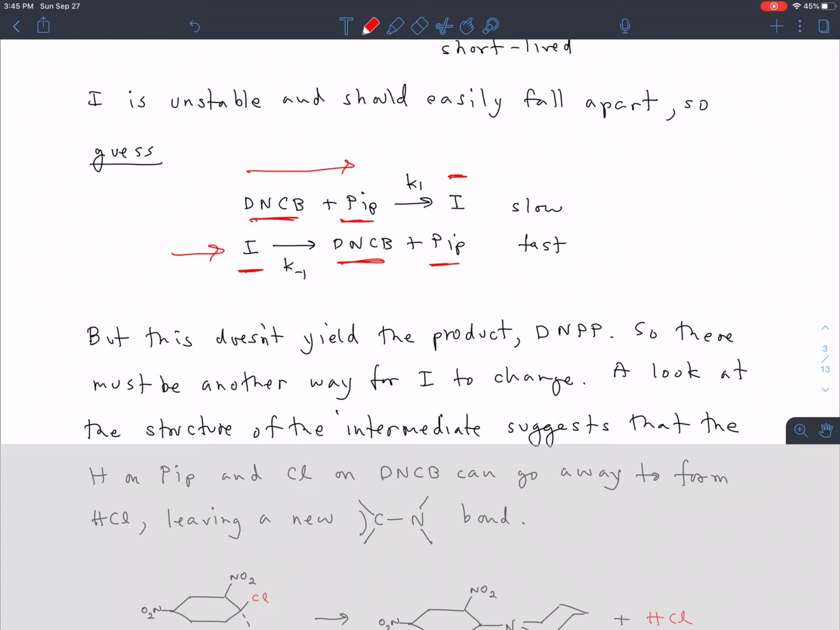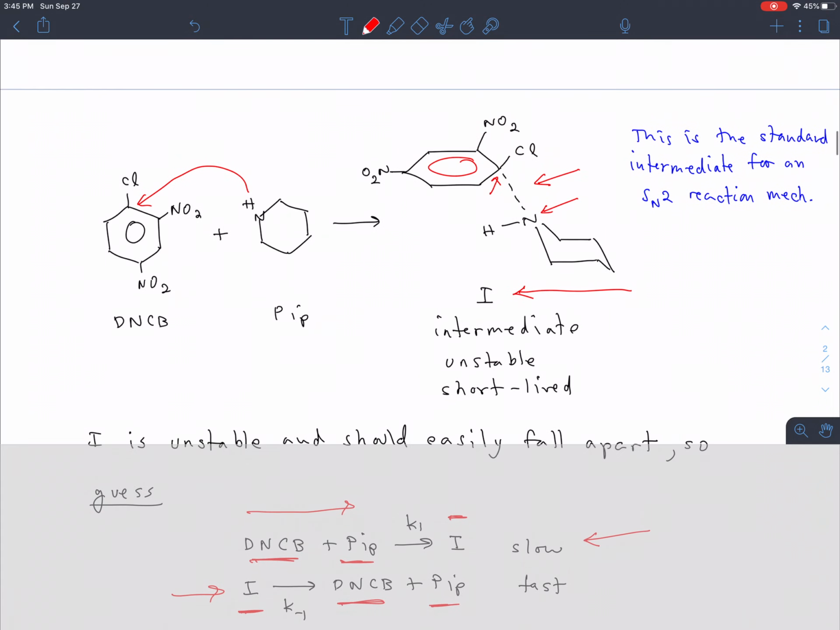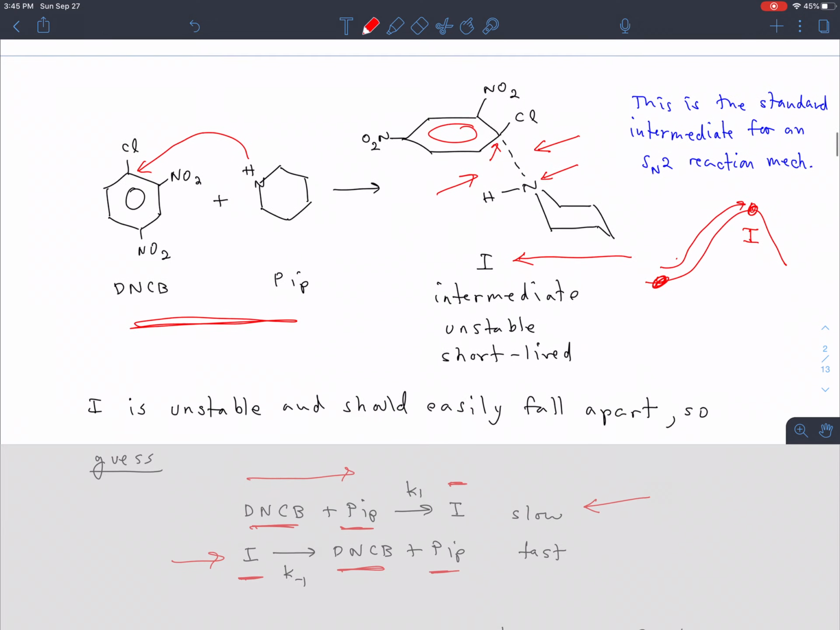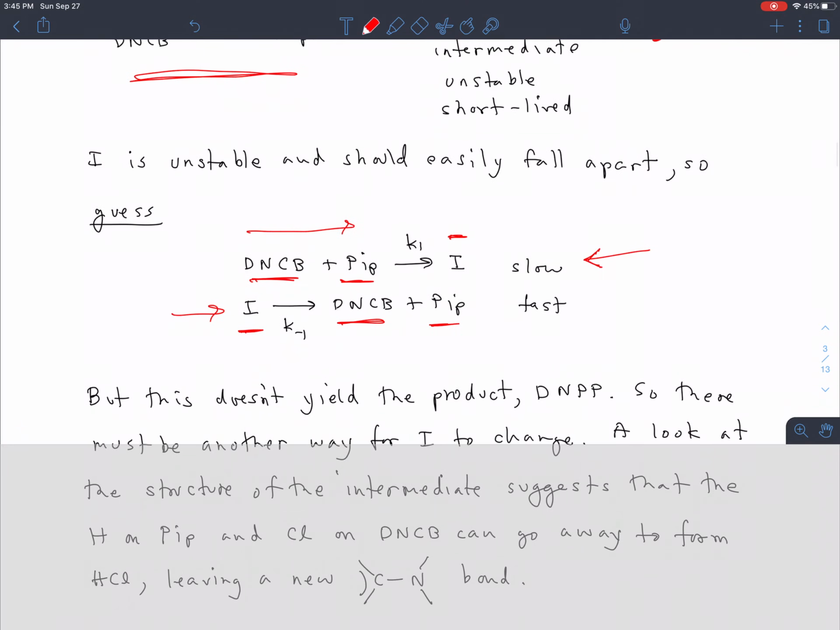I say here that this formation reaction should be slow, right? Because this is not a stable species. It ought to be at higher energy than the reactant species. And that means it ought to take some trouble. You're going uphill in going from the reactants to this intermediate. And it ought to be slow, therefore, to form that. And that's why we guess that this step is slow.